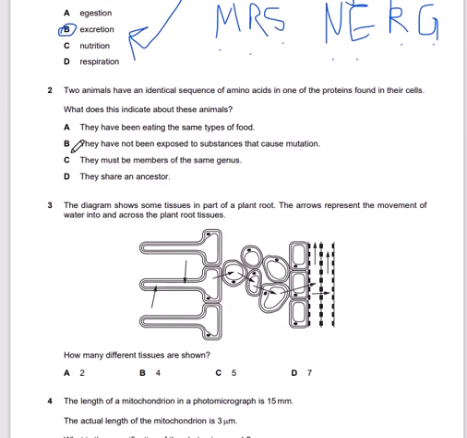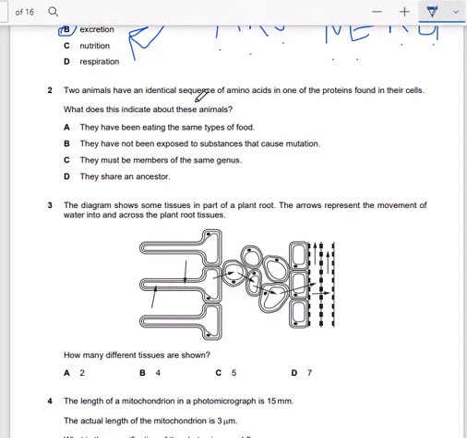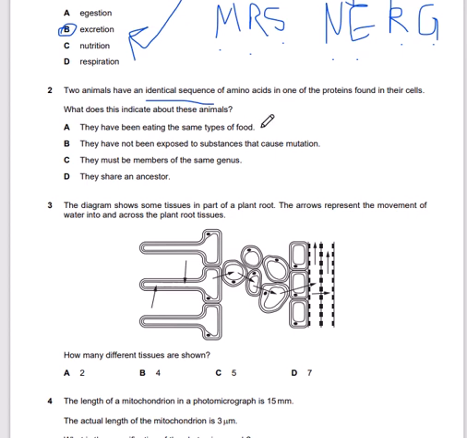Two animals have identical sequence of amino acids in one of the proteins found in their body. When they say that they have identical sequence, it means that these animals are related, right? So obviously eating the same food won't be the case. The only one that actually makes sense and is valid is that they share ancestors, because variation occurs which causes them to have some differences in the other proteins, which is actually valid, to have some identical sequences that haven't evolved.